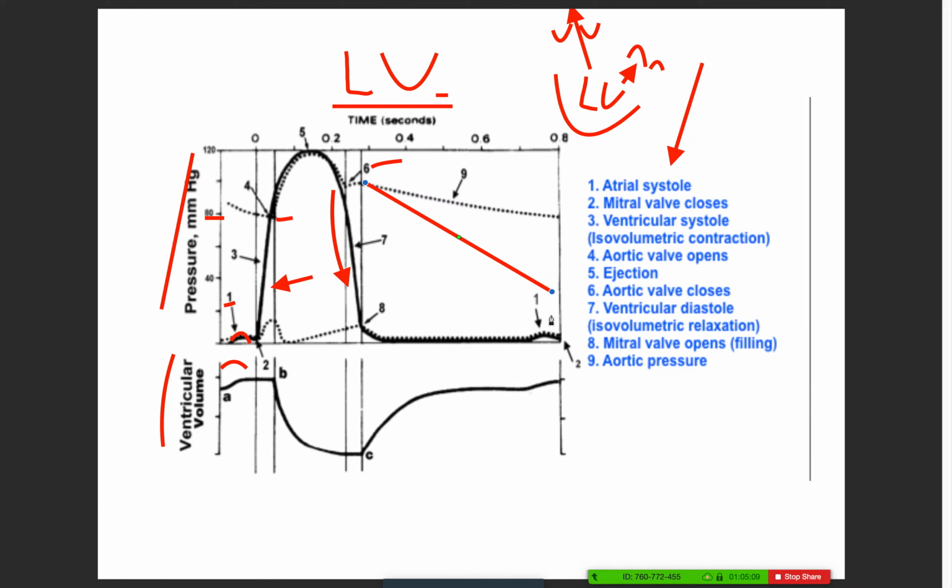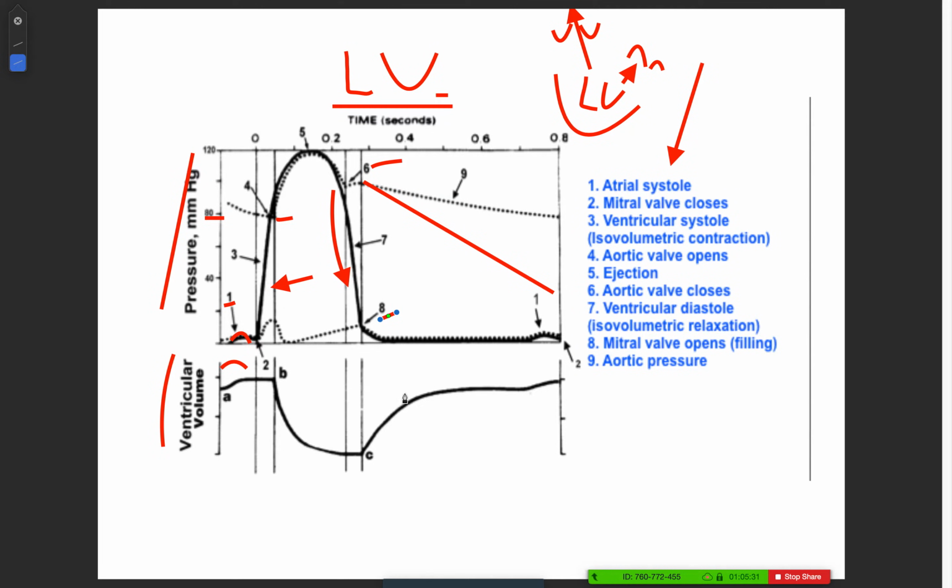So, yes, you're absolutely right. In regurgitation, blood doesn't stay within that aorta. Blood starts coming back into the left ventricle, and so that aortic pressure does not stay high. Excellent. At point number 8 here, what we see is the mitral valve now opens, and it's going to start dumping blood into the left ventricle.